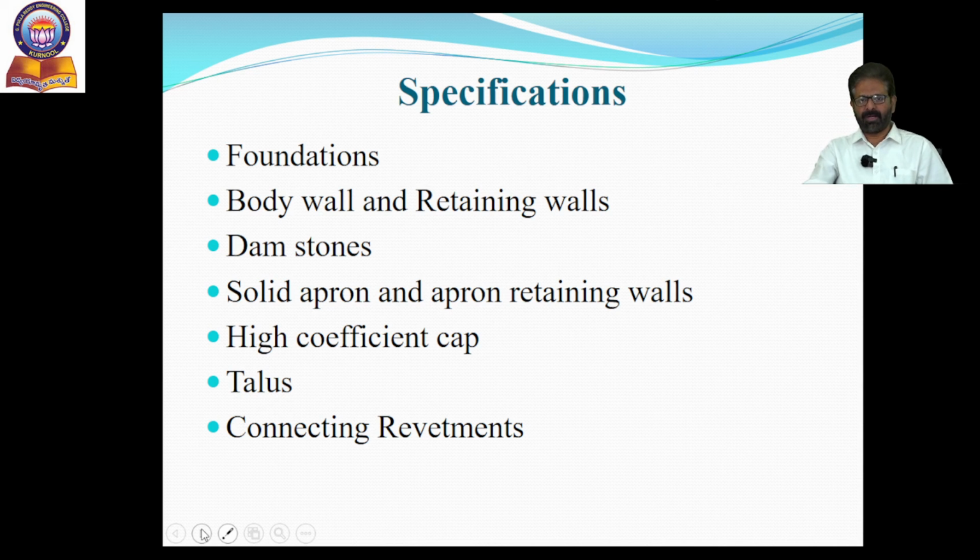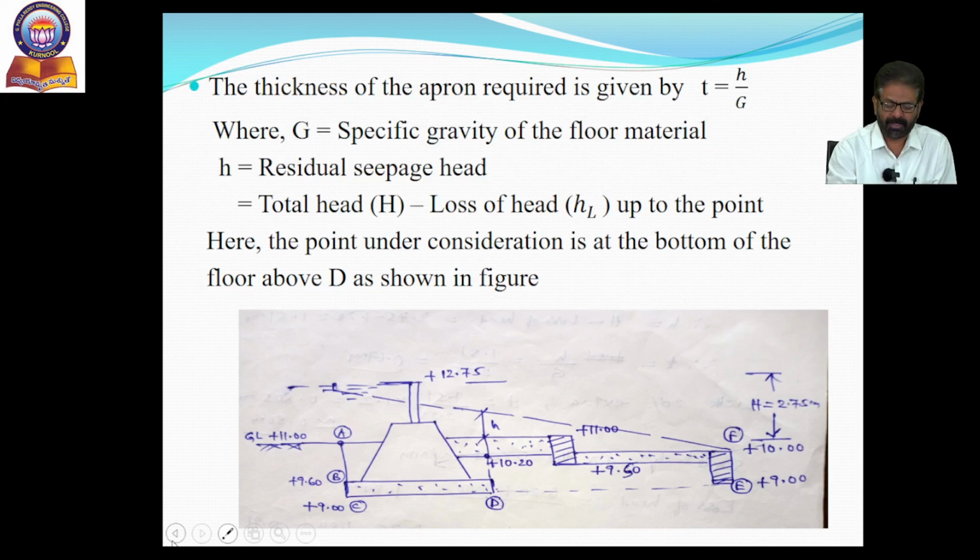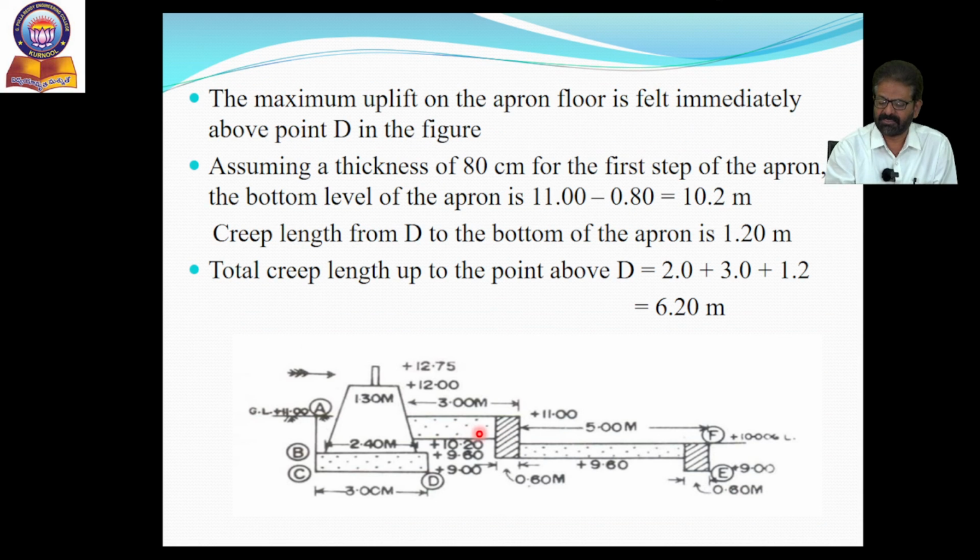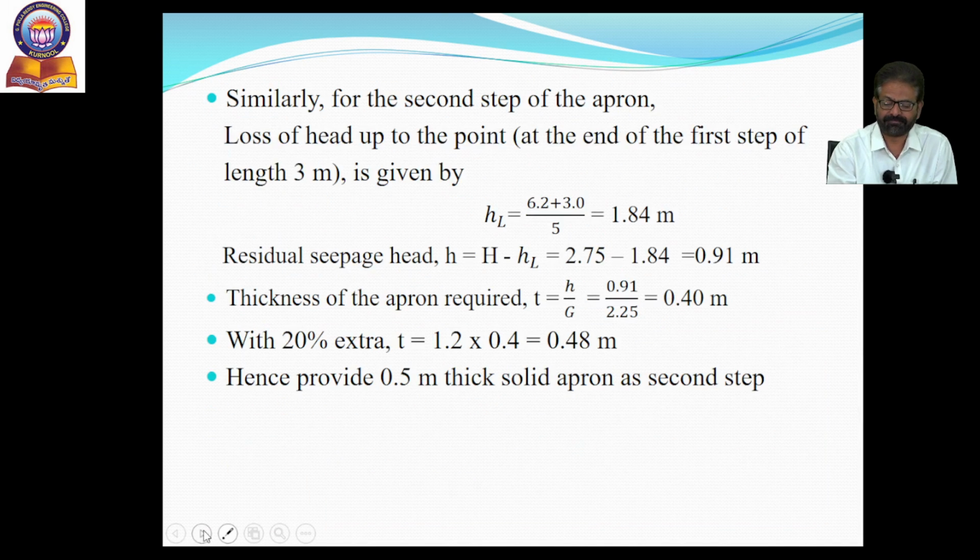Similarly, solid apron and apron retaining walls, as shown in the previous figure. This is the solid apron. This is the apron retaining wall. This is also an apron retaining wall. At the end of each step of the apron, we have to provide such type of retaining walls. The purpose is to prevent soil erosion.